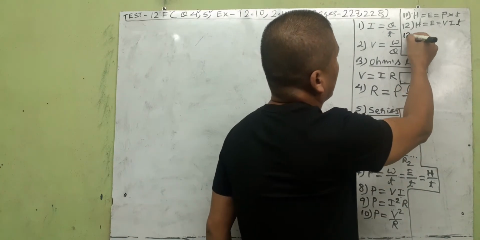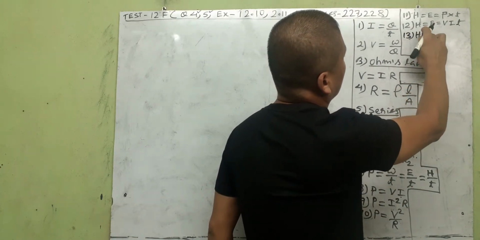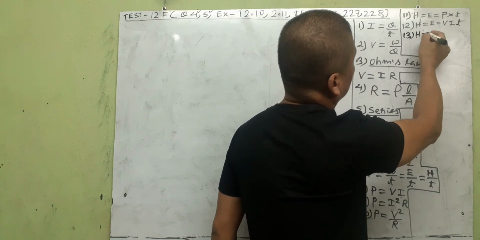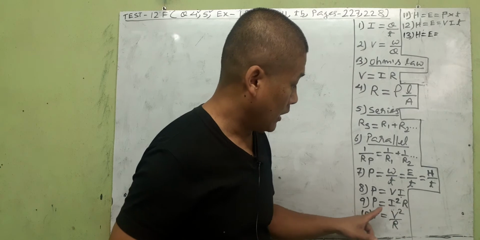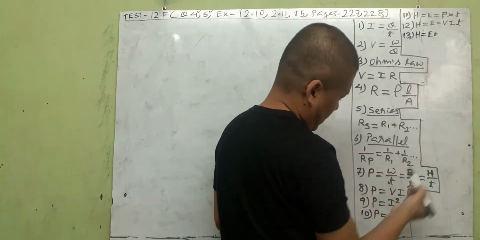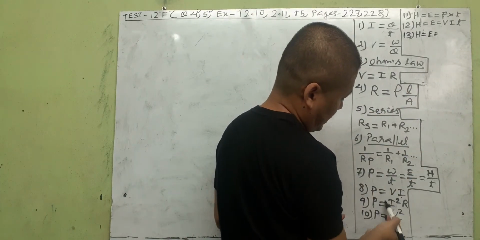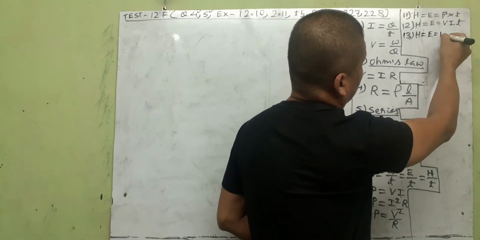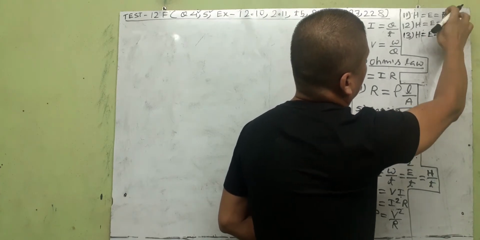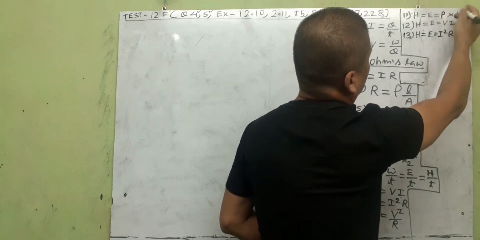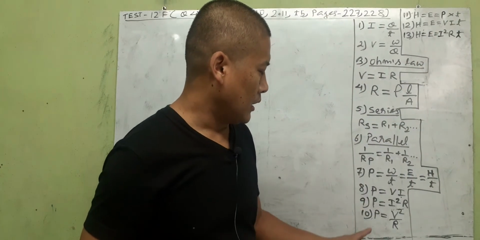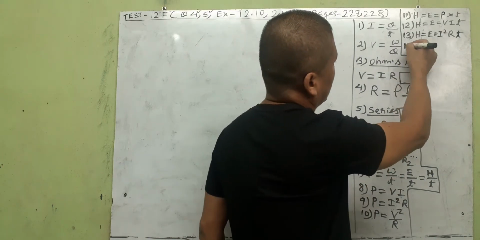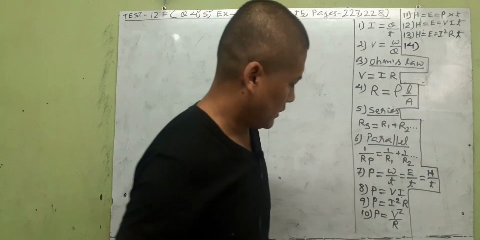The 13th one is connected to H equal to E equal to this one, the next I square R. So this P here, now replace it by I square R. Then here, this T, you just substitute it. So I square RT is the next energy equation. The last one here, 14th. So we are going to need these 14 formulas.